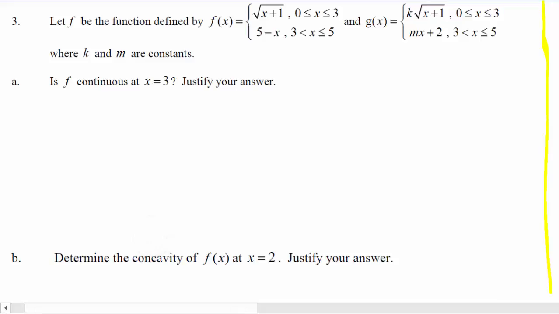All right. Number 3. This is a no calculator question. Let f be the function defined by f of x, which is equal to square root of x plus 1 from 0 to 3, 5 minus x from 3 to 5. And g of x is this other function, k times square root of x plus 1, so some constant times the square root, from 0 to 3, and mx plus 2 from 3 to 5.